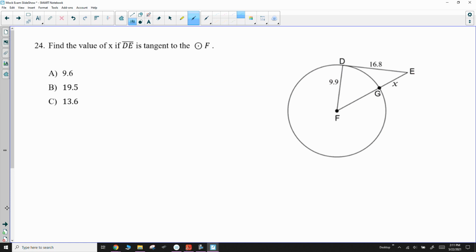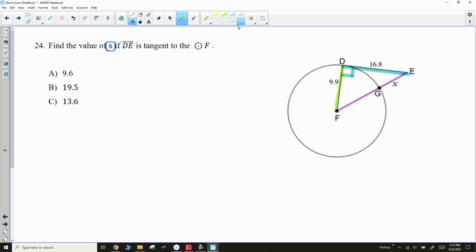Find the value of x, if segment DE is tangent to circle F. So there's a reason why it's mentioning that this segment is tangent. If a segment is tangent to a circle at the radius, we know that this angle right here is a 90-degree angle. We learned that the tangent to a circle is perpendicular to the radius. Okay, so if that's perpendicular, then we can use the Pythagorean theorem. We can say that this side of this right triangle squared plus this side of the right triangle squared is equal to this side of the right triangle squared.